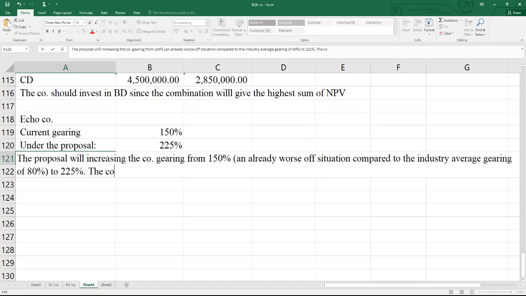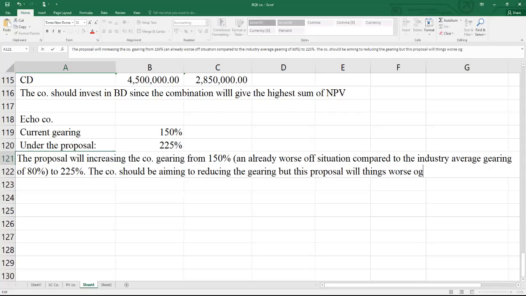I think that's going to be a comment. The company should be aiming to reduce the gearing. By this proposal, it will make things worse off. You ought to be reducing the gearing because it's already high at 150%. Therefore, you should be reducing the gearing, not increasing it. But that's what is happening. Is that proposal clear?